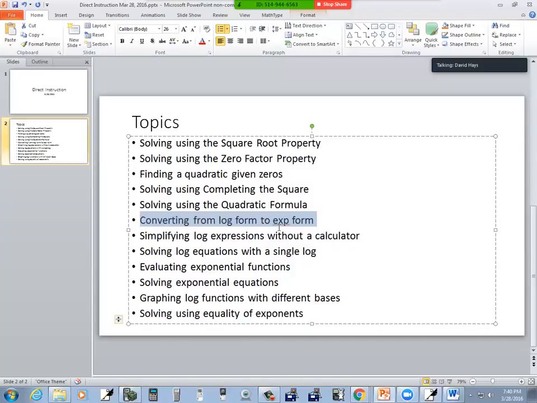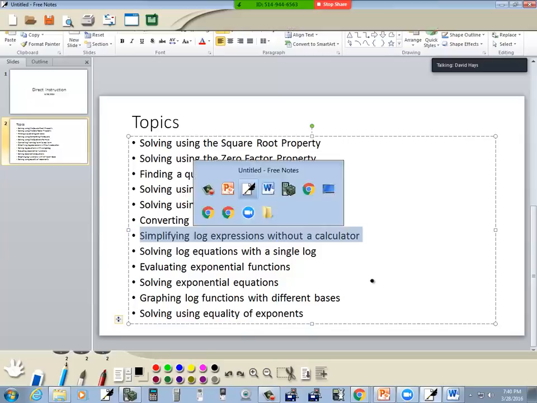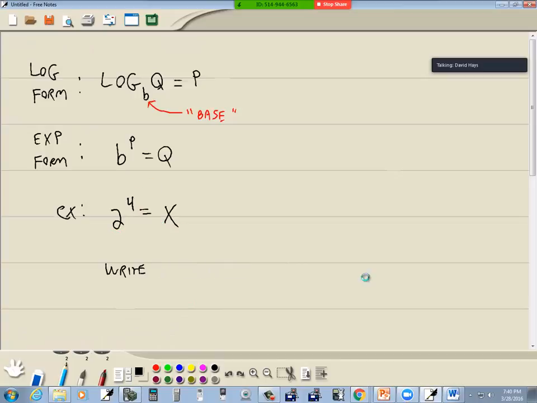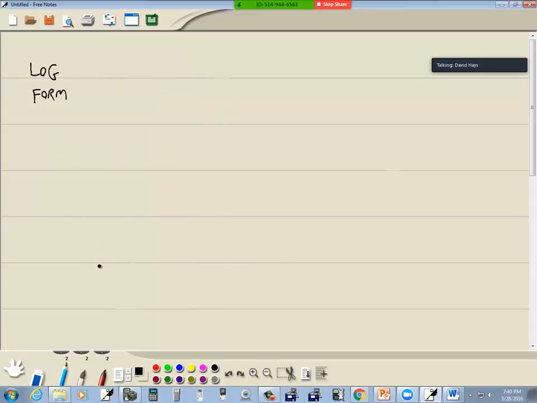Now that was converting from log form to exponential form and vice versa. Another item you didn't know is how to simplify log expressions without a calculator. So let me clear this off. And I'm going to work a couple examples, then I'll write a property down. It's a very simple idea, but the property makes it look complex.